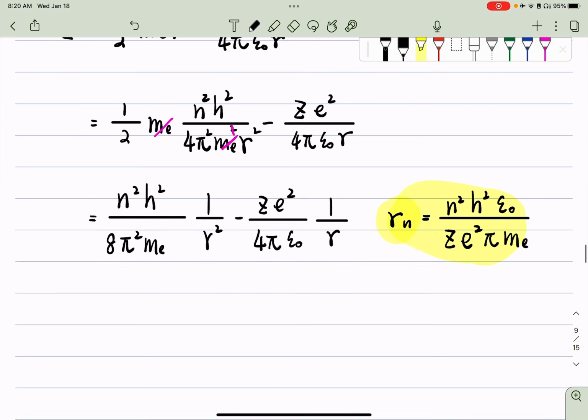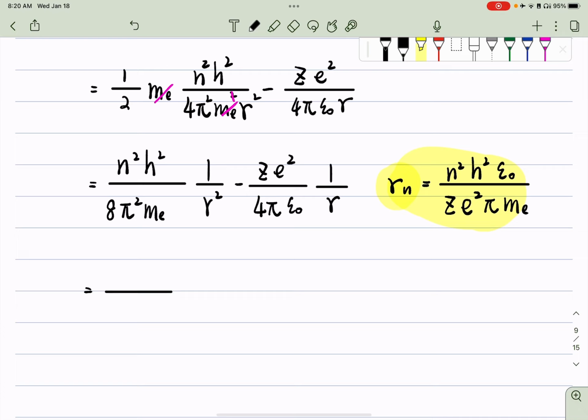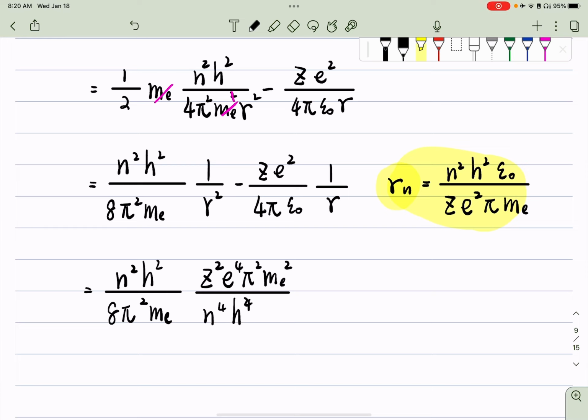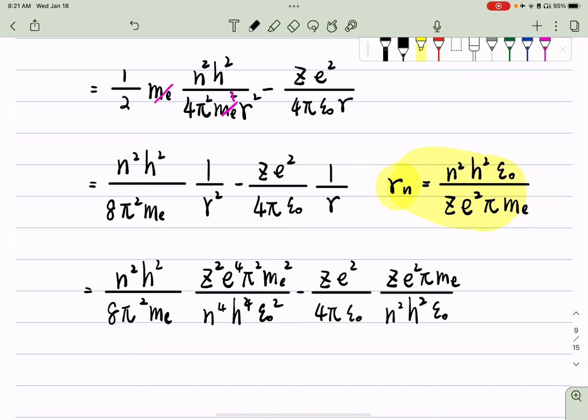I'm just going to put it here for your reference. This is the equation we're using. You can plug in the terms. n squared h squared over 8 pi squared m_e, times Z squared e to the 4th pi squared m_e squared over n to the 4th h to the 4th epsilon naught squared, minus Z e squared over 4 pi epsilon naught, and we have Z e squared pi m_e over n squared h squared epsilon naught.